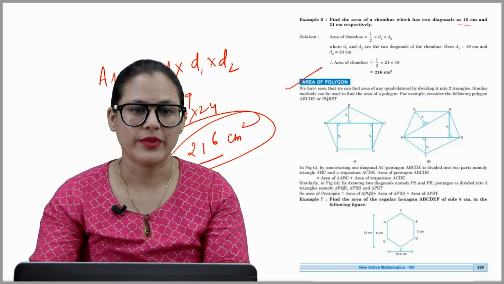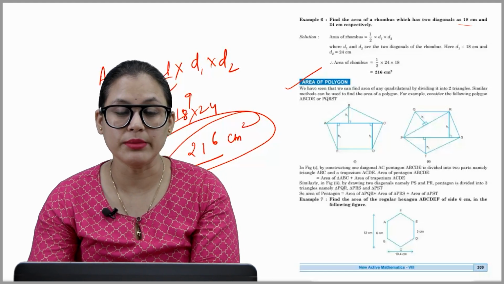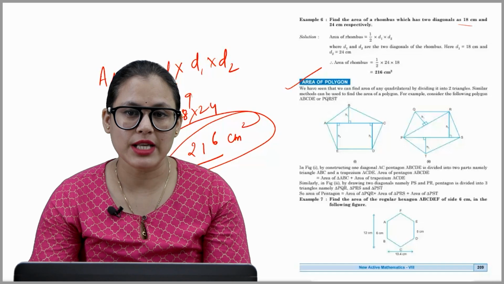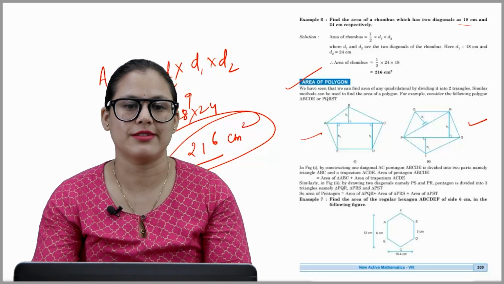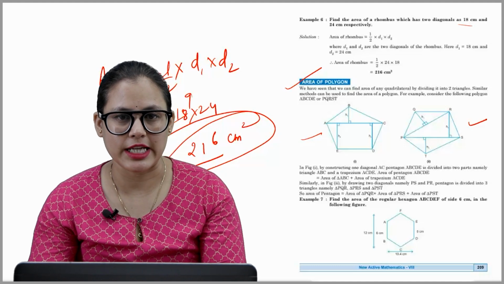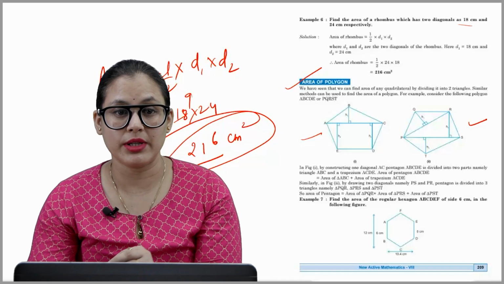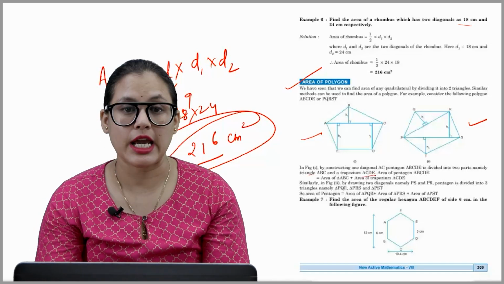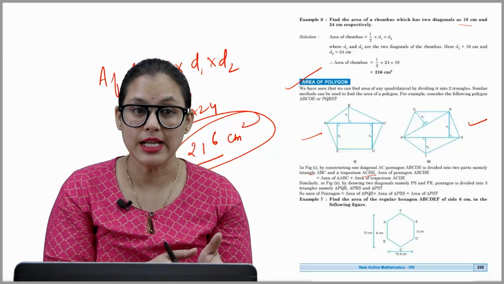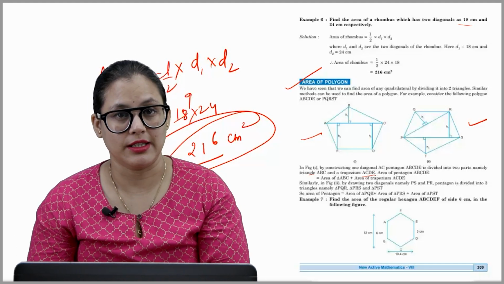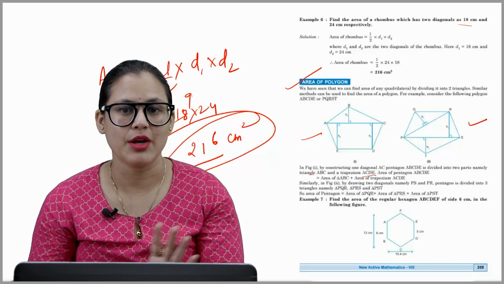Next, area of a polygon. We have seen that we can find the area of any quadrilateral by dividing it into two triangles. Similar methods can be used to find the area of a polygon. For example, consider the following polygons ABCDE and PQRST. In figure 1, by constructing one diagonal, AC, pentagon ABCDE is divided into two parts, namely triangle ABC and trapezium ACDE. So the area of pentagon ABCDE is the area of triangle ABC plus the area of trapezium ACDE, because we have divided this pentagon into two figures, one a triangle and the other a trapezium.